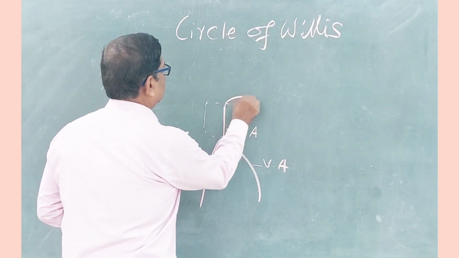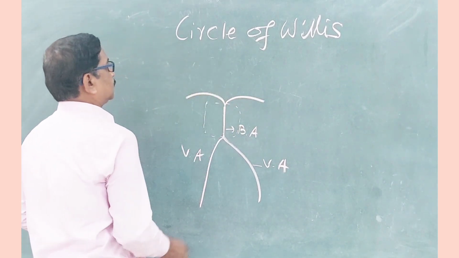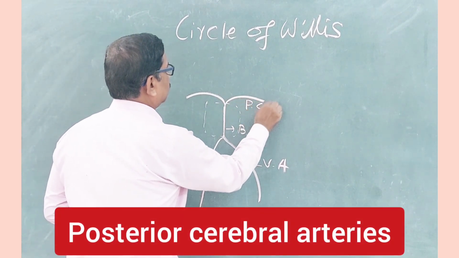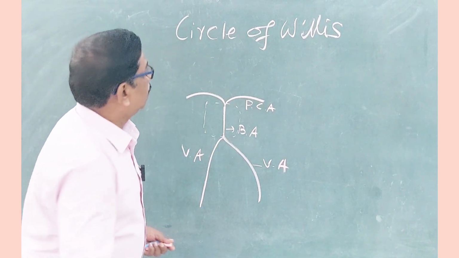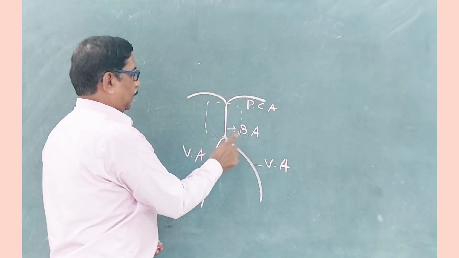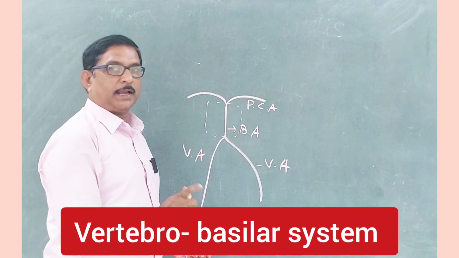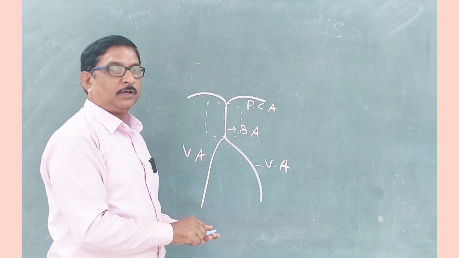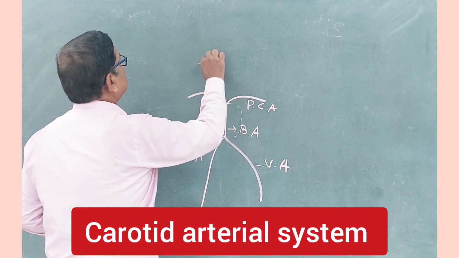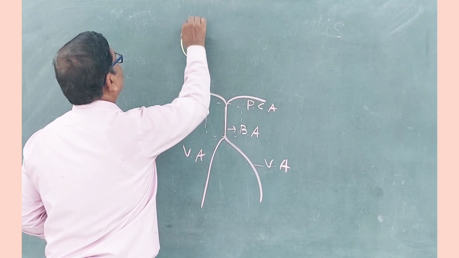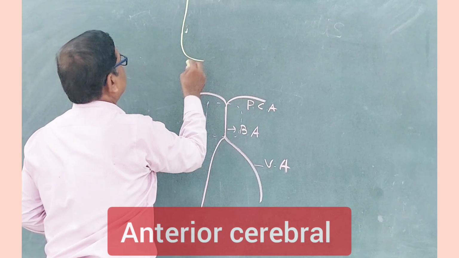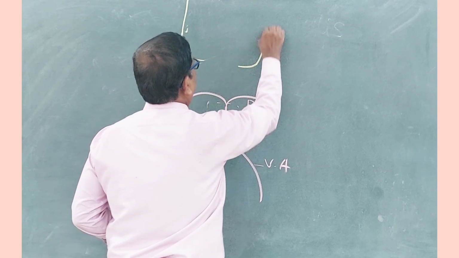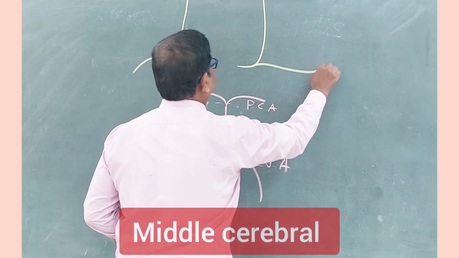This artery terminates into two branches, and these branches are called the posterior cerebral arteries. So this system is the vertebro-basilar system. Another system which forms the circle of Willis is the internal carotid artery, or carotid arterial system. This is the internal carotid artery. It divides into anterior cerebral and middle cerebral arteries.